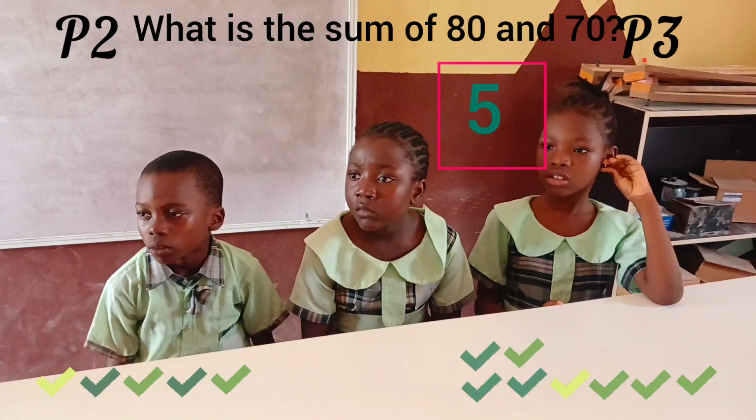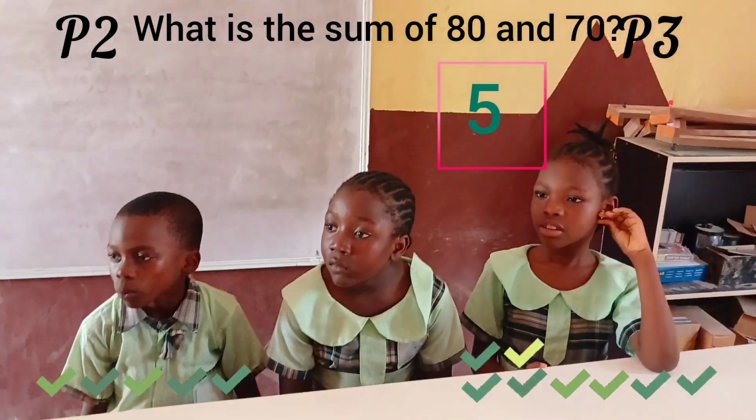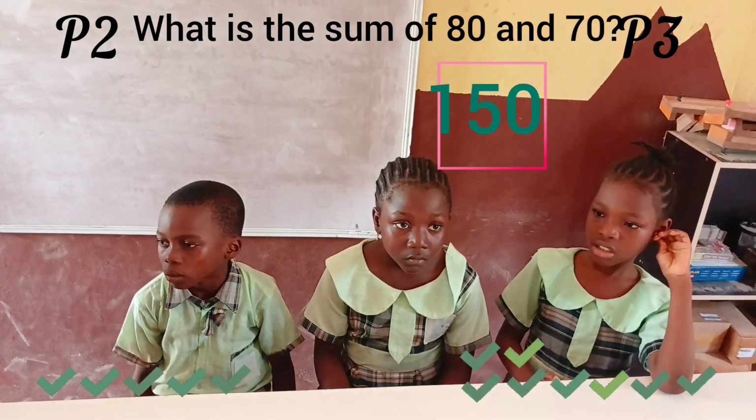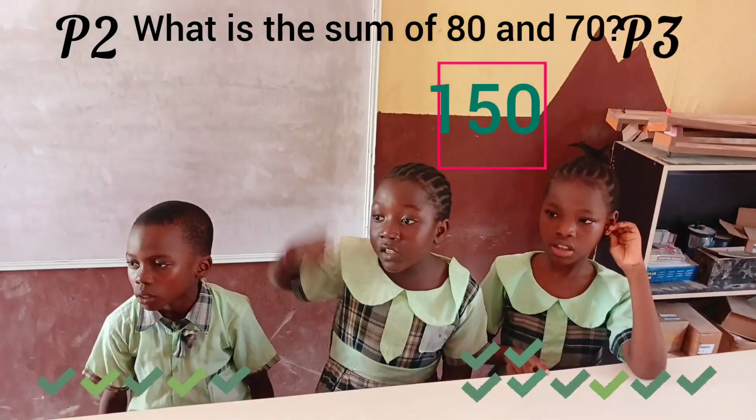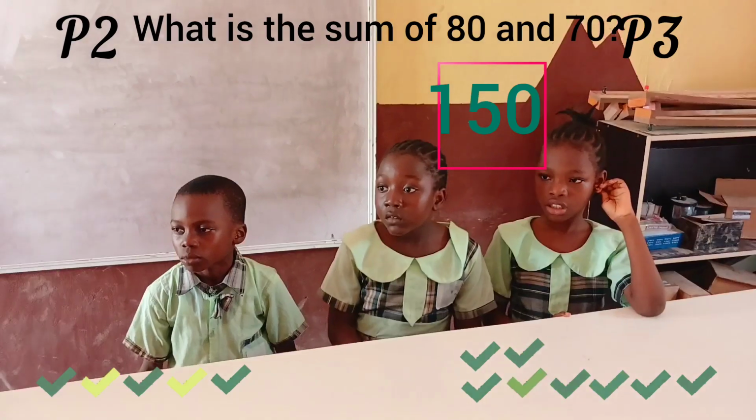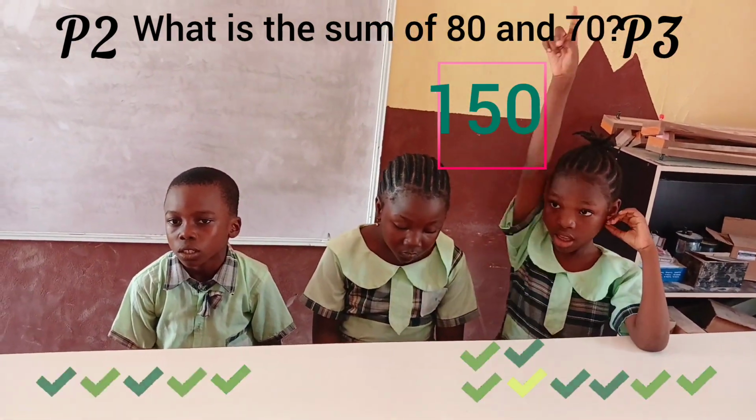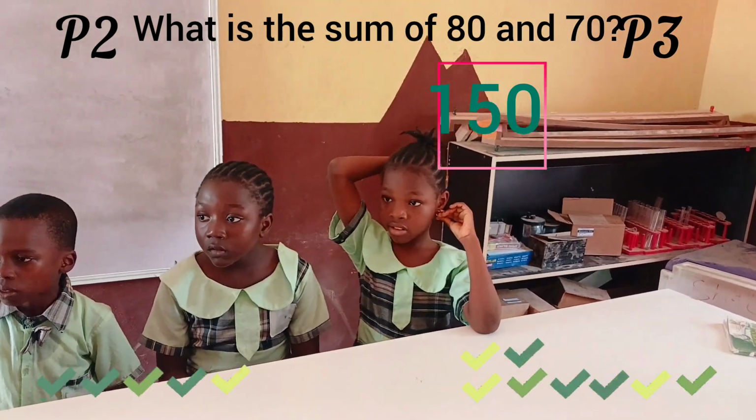What is the sum of 80 and 70? 170. 170 is wrong. What is the sum of 80 and 70? Yes. 37. 37 is wrong. You have one more answer.